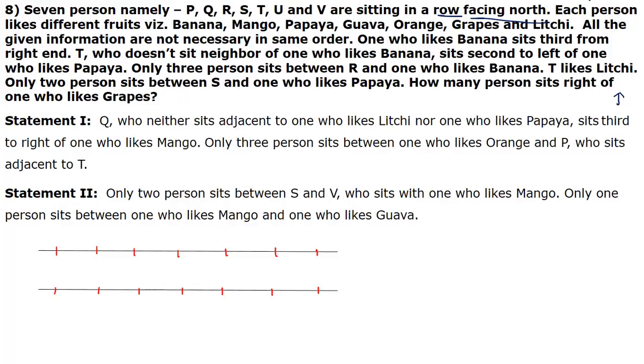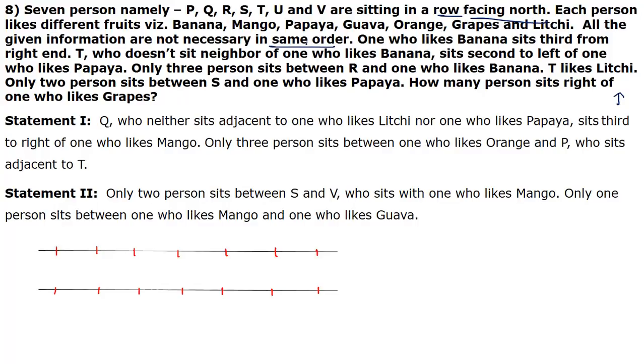The next one is each person likes different fruits, that is banana, mango, papaya, guava, orange, grapes and lychee. So these 7 persons like 7 different kinds of fruits. So this is one more piece of information. So all of the given information is not necessarily in the same order.